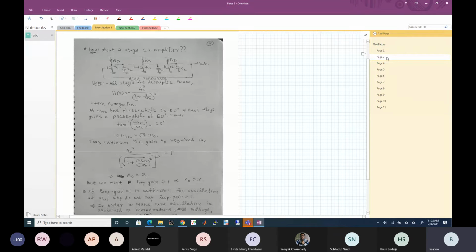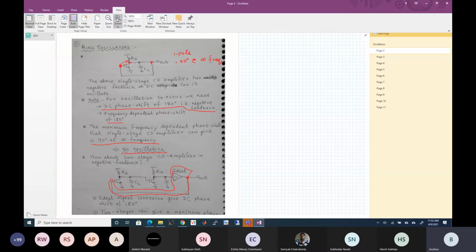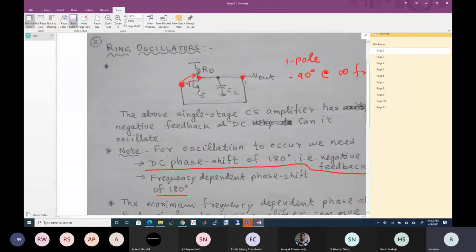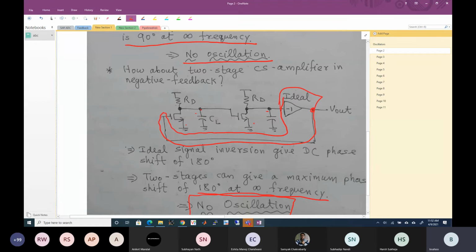So can you explain this again? So this thing is a DC phase shift. Am I clear? There is no doubt here, right? The DC 180 degree phase shift. DC phase shift of 180 degrees, right? Okay. That means from here to here, I need a frequency dependent 180 degree phase shift, correct?